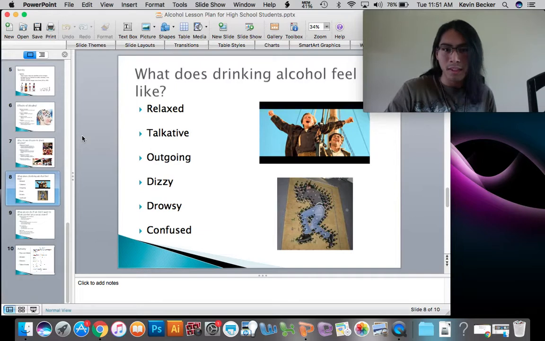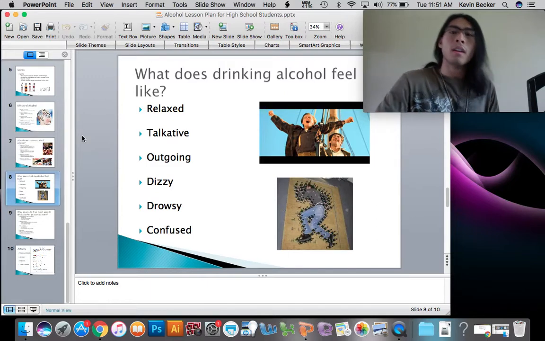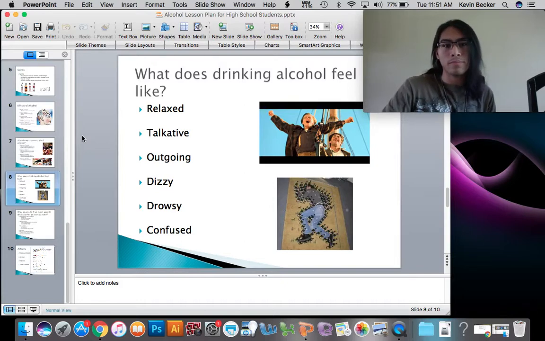So what does drinking alcohol feel like? There are all sorts of ways that you may feel. You may feel relaxed. That's why a lot of people like to drink after a long day. You may also feel talkative, which is why people like to drink at parties. And you may also be outgoing, which is why it is used to facilitate social interaction. And you know, overall, maybe you feel like the guy that's directly on the right as like the king of the world.